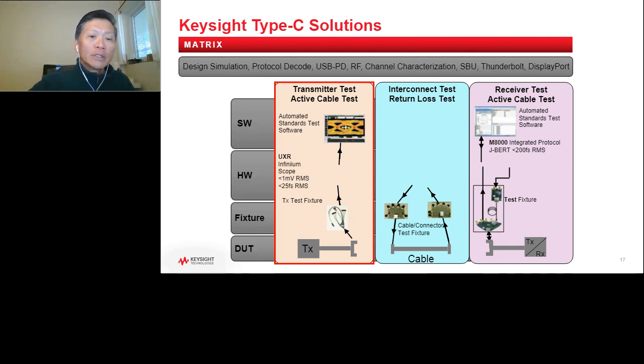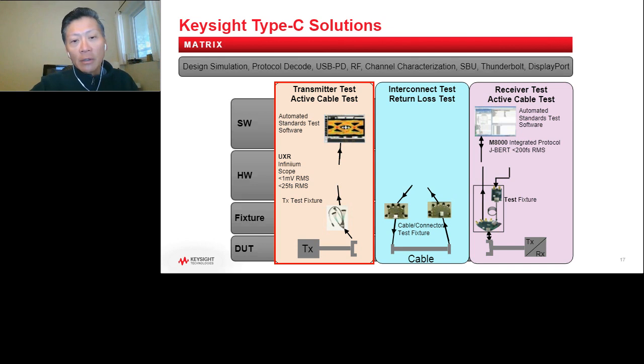The next column over is the interconnect test. So that's return loss software and passive and active cable testing using the ENA. On the right, receiver test software that automates the calibration and testing. And also, we have the M8000 BERT, the new BERT that has less than 200 femtoseconds of RMS jitter. And that's really critical to be able to precisely test your receiver systems. And again, test fixtures that will be released by the USB-IF.